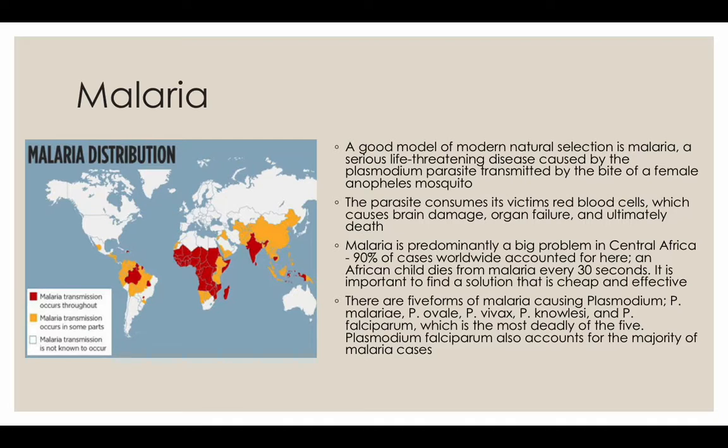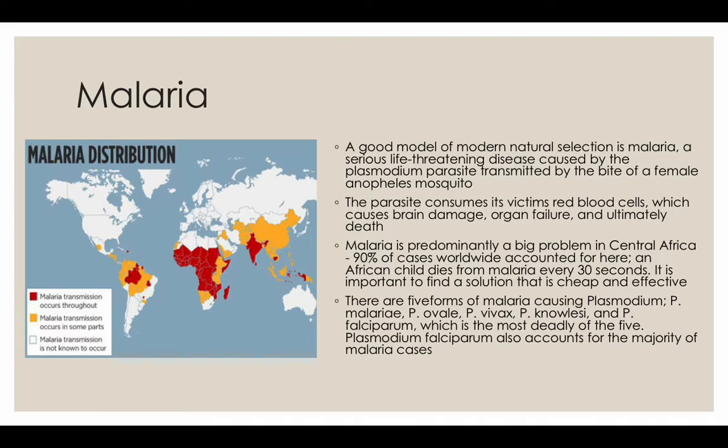A great example of natural selection in the modern world is the malaria-causing protozoan Plasmodium. This parasite is transmitted via the female Anopheles mosquito, which bites the victim, allowing the parasite to enter the blood, consuming red blood cells and resulting in brain damage, organ failure, and ultimately death. It is most commonly seen in Central Africa, particularly in children.